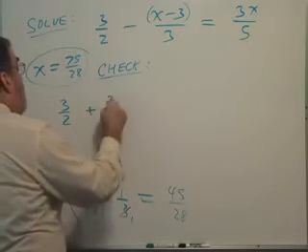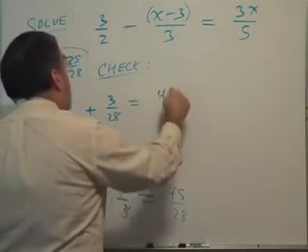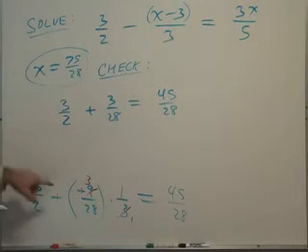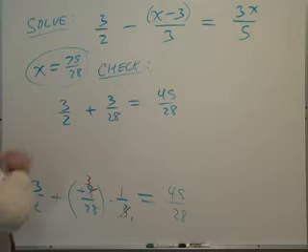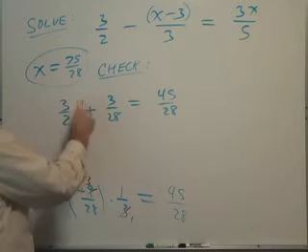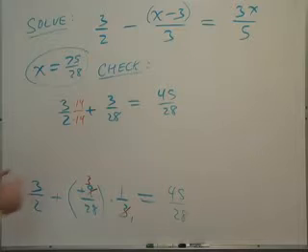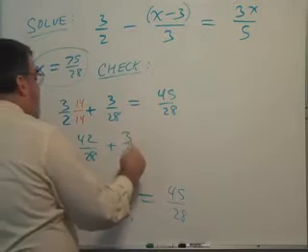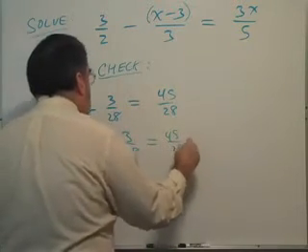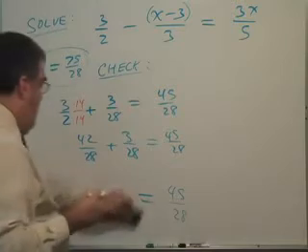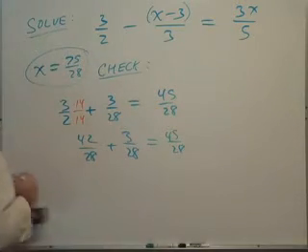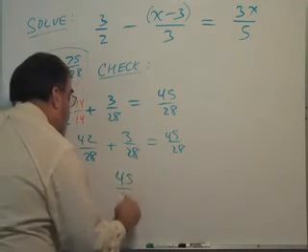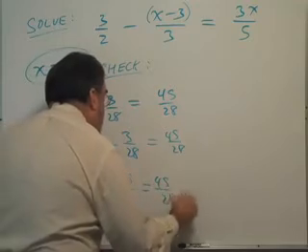Okay, so I have 3 halves plus 3 over 28 equals 45 over 28. Well, I need a common denominator. I need to make this a 28. I can do that by multiplying by 14. And so 3 times 14 is 42 over 28 plus 3 over 28 equals 45 over 28. And finally, we add our fractions on the left. 42 plus 3 is 45. 45 28ths equals 45 28ths.